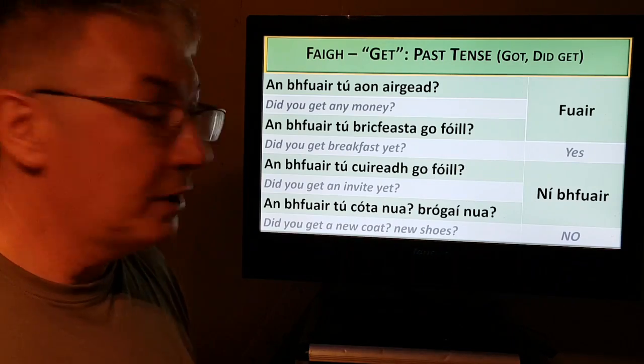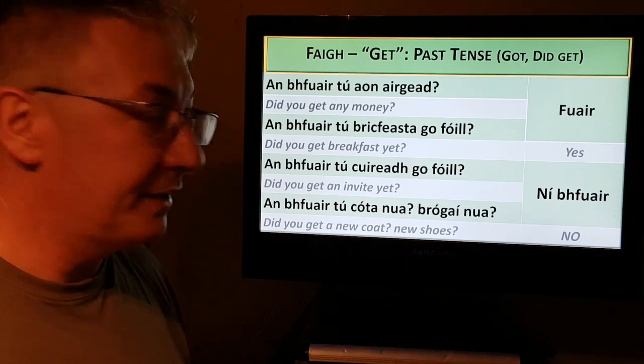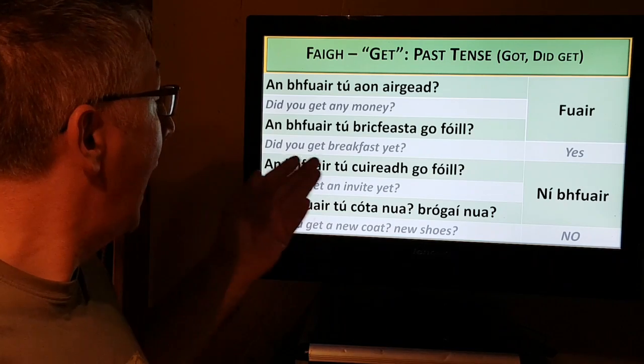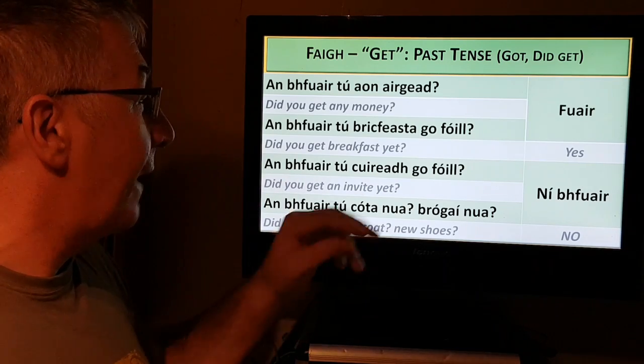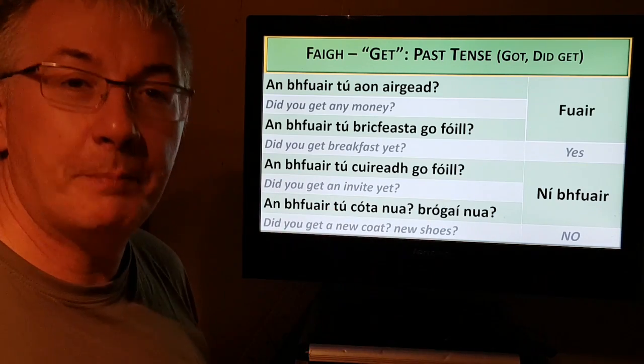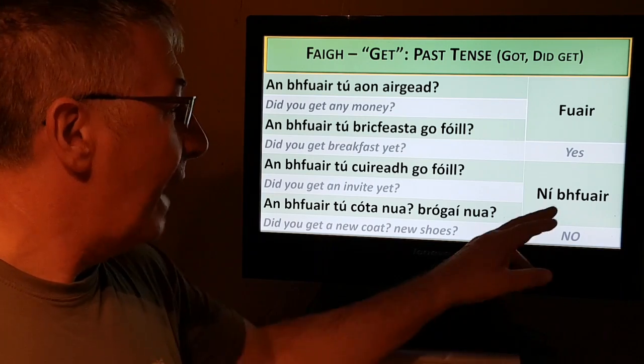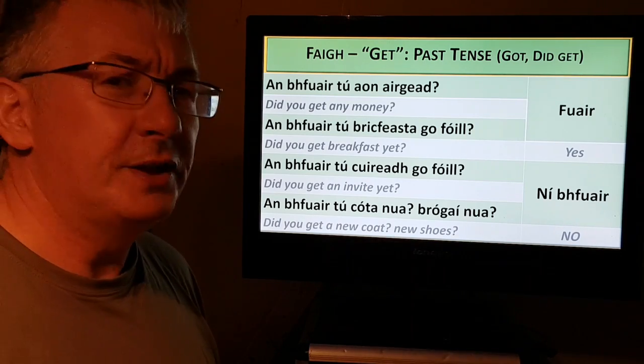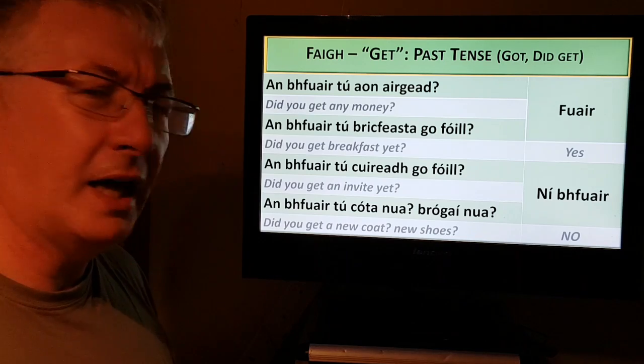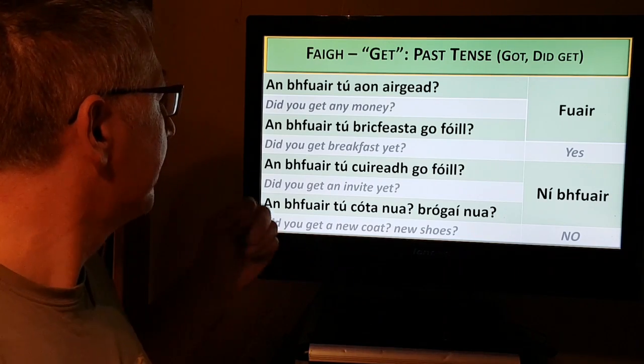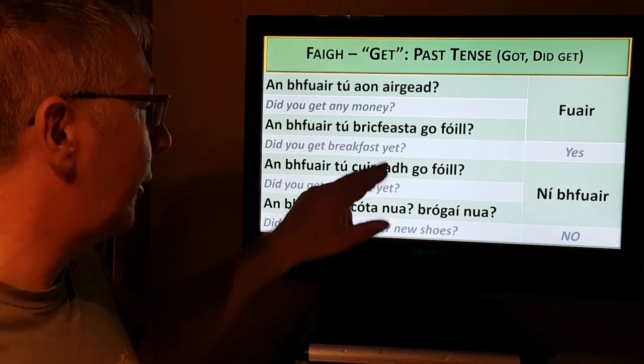Where, got, ni were, didn't get. And that's your yes and your no for that verb. So if you want to say, I got breakfast, where my breakfast? I got breakfast. If you want to tell somebody, I didn't get breakfast, ni were my breakfast. Imagine, I didn't get breakfast this morning. Okay. The next one, curru.